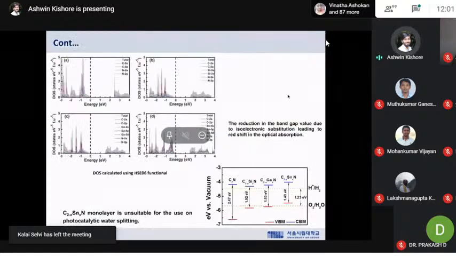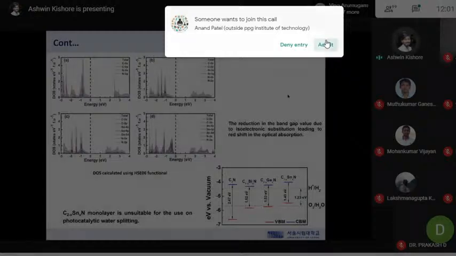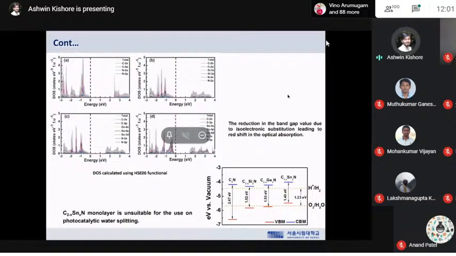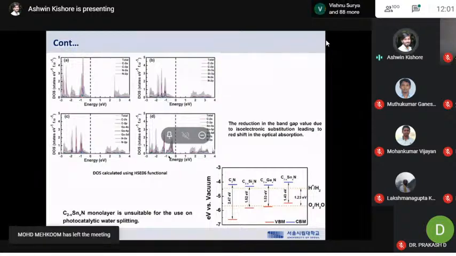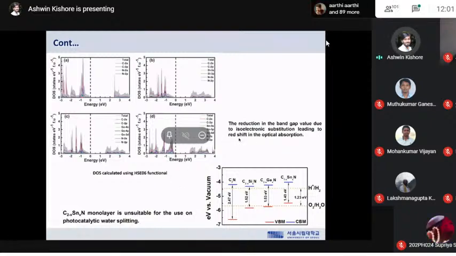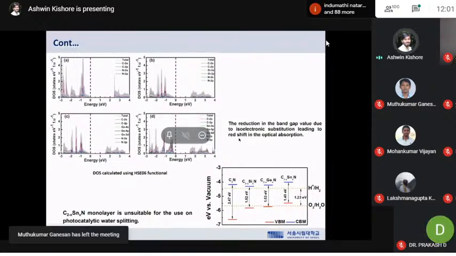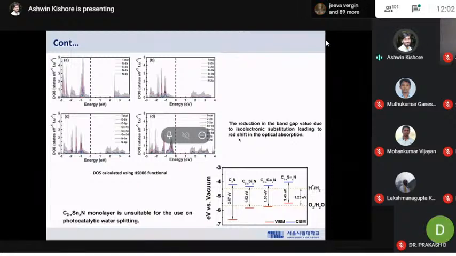Then we substituted silicon, germanium, and tin at the carbon site, and we calculated the density of states using the HSE06 hybrid functional. When we substitute these isoelectronic ions, the band gap gets reduced considerably. This leads to a redshift in the optical absorption, and this observed redshift favors absorbing more visible light from the solar spectrum, which also improves catalytic water splitting.